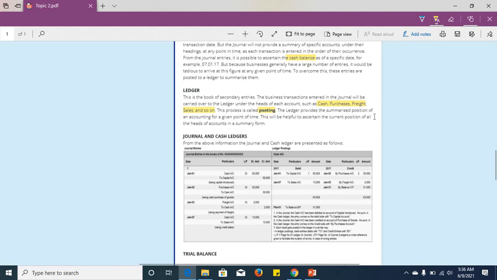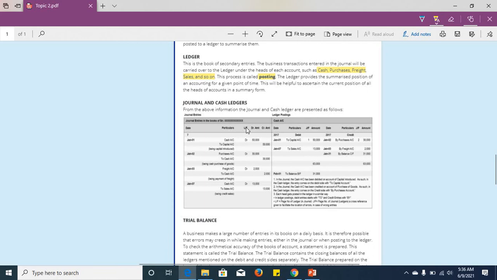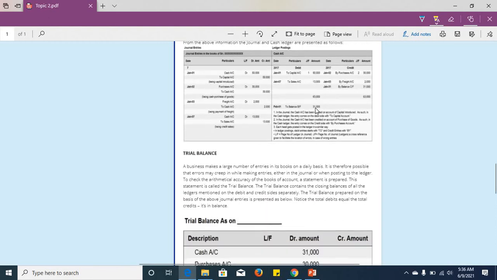The ledger provides the summarized position of an account at a given point of time. This will be helpful to ascertain the current position of all the heads of accounts in a summary form. So this is the journal we have, and this is the ledger we have. So, journal entries and ledger posting. We have already done this in our fundamentals of accounting in semester one.